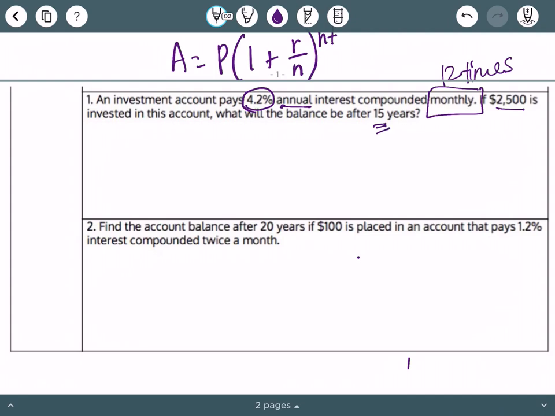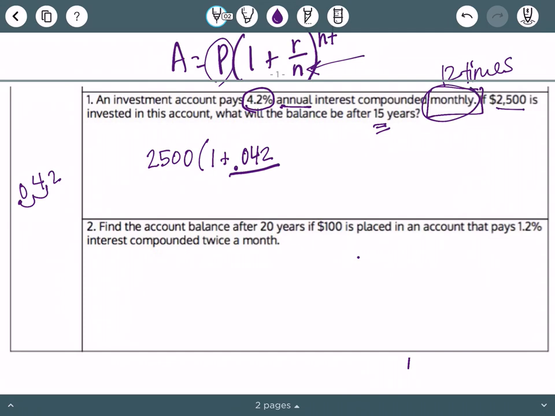So I know that the P still is the principal. It's what I started with. I started in this case with $2,500 because that's how much is being invested. I'm going to put 1 plus my rate. Remember, my rate is always a decimal. So I have 4.2, move the decimal place over 2 places. I get 0.042. But this time we're dividing by the number of times that something happens in a year.